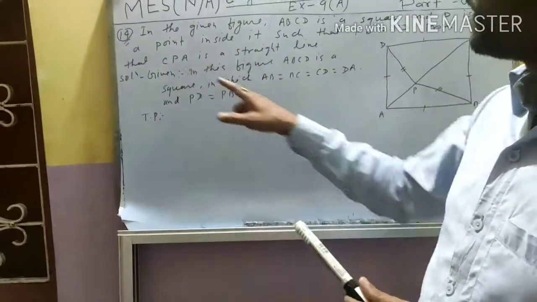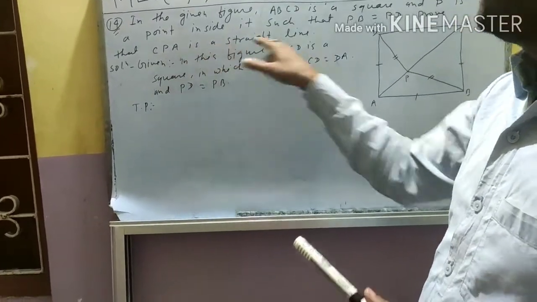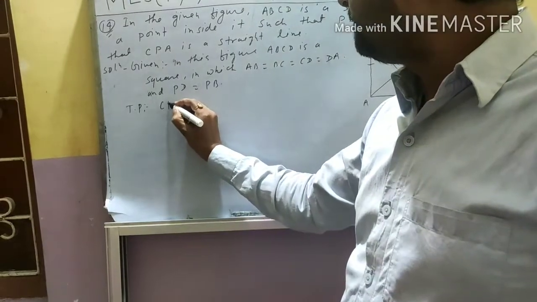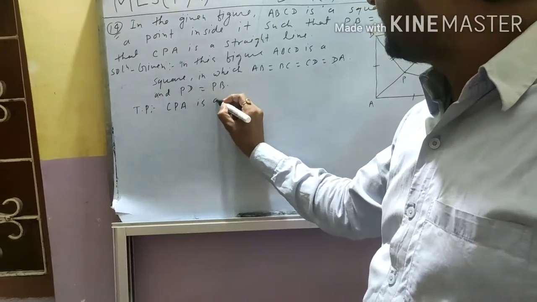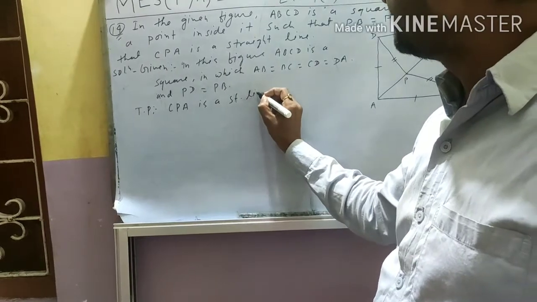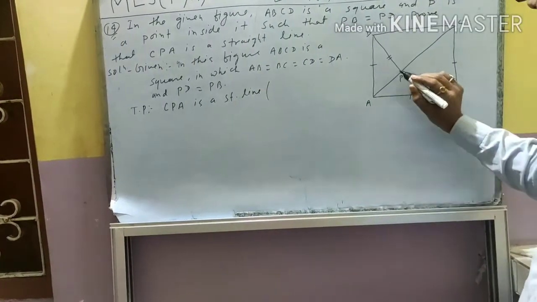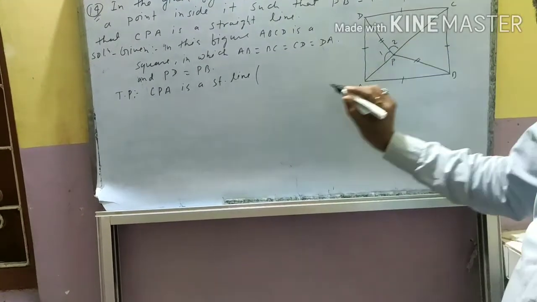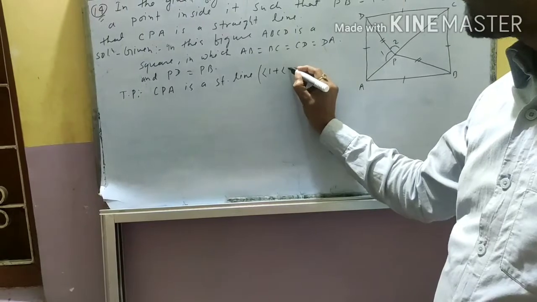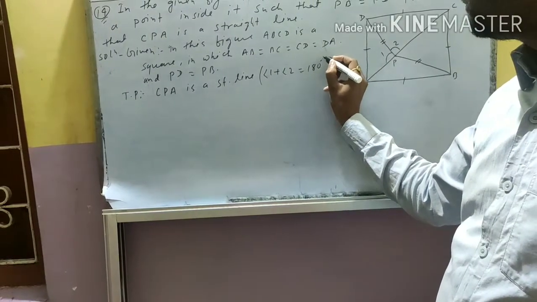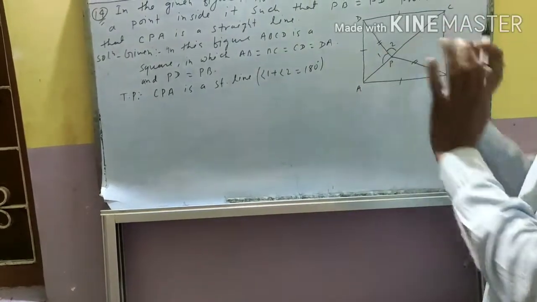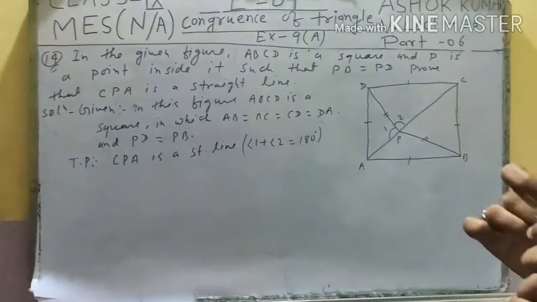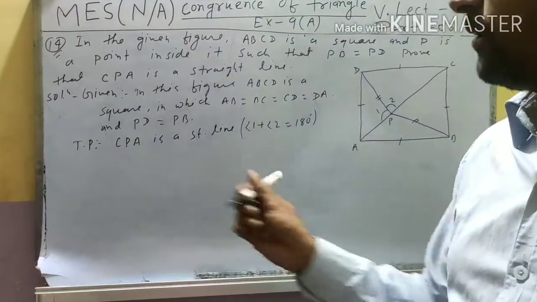To prove: CPA is a straight line. What does it mean? It means, students, suppose this is angle 1 and this is angle 2. If you prove angle 1 plus angle 2 is equal to 180 degrees, then we can say CPA is a straight line. Okay? Proof.